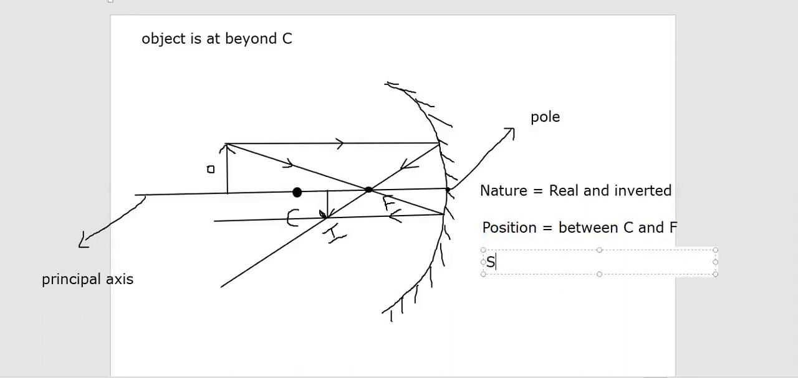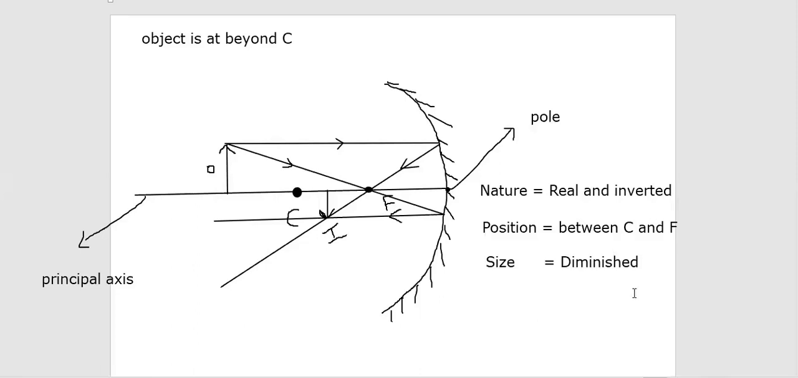And the size of the image. Size of the image is diminished. You should not write highly diminished. You need to write diminished. Remember this spelling, because some students will write a different spelling in the exam and they'll be losing the marks. Okay. Diminished in the sense smaller than the object. Not that much smaller, not point size, just smaller than the object.